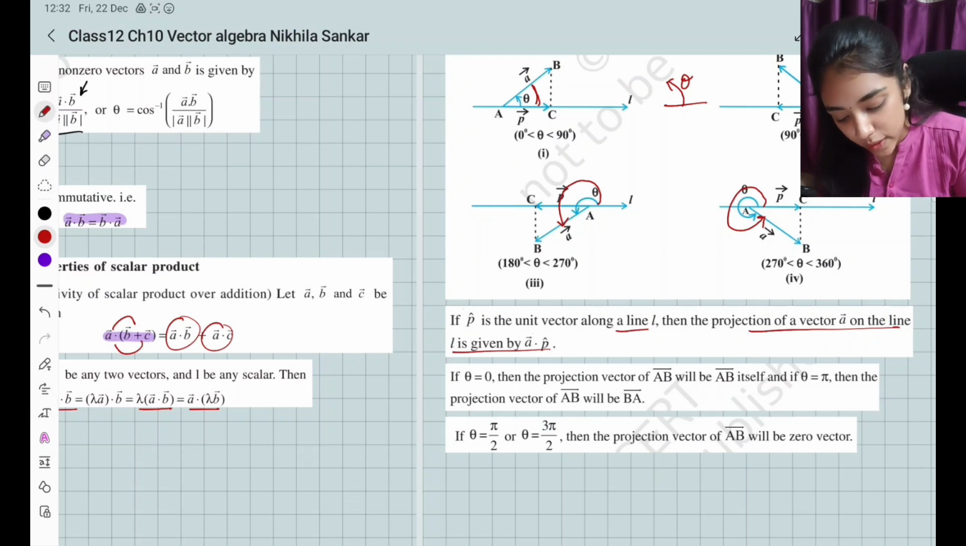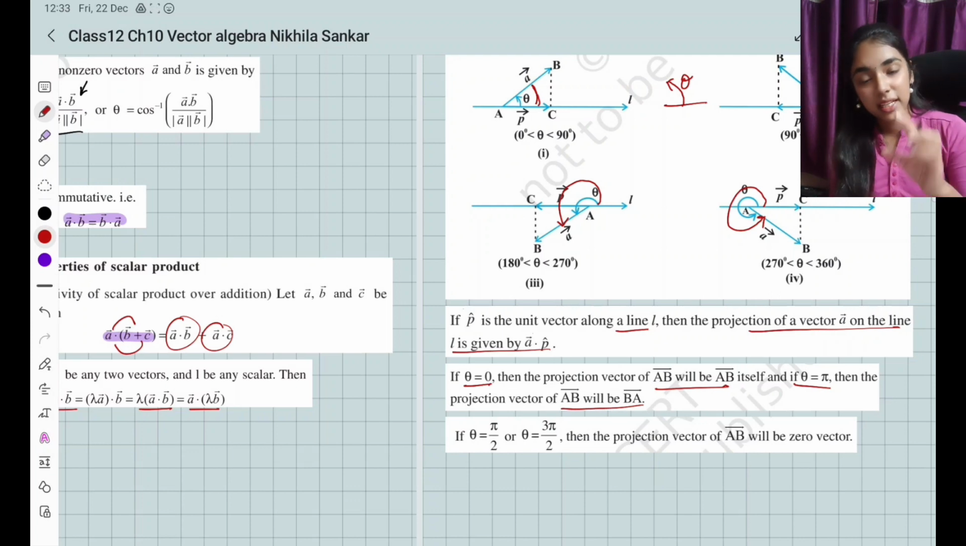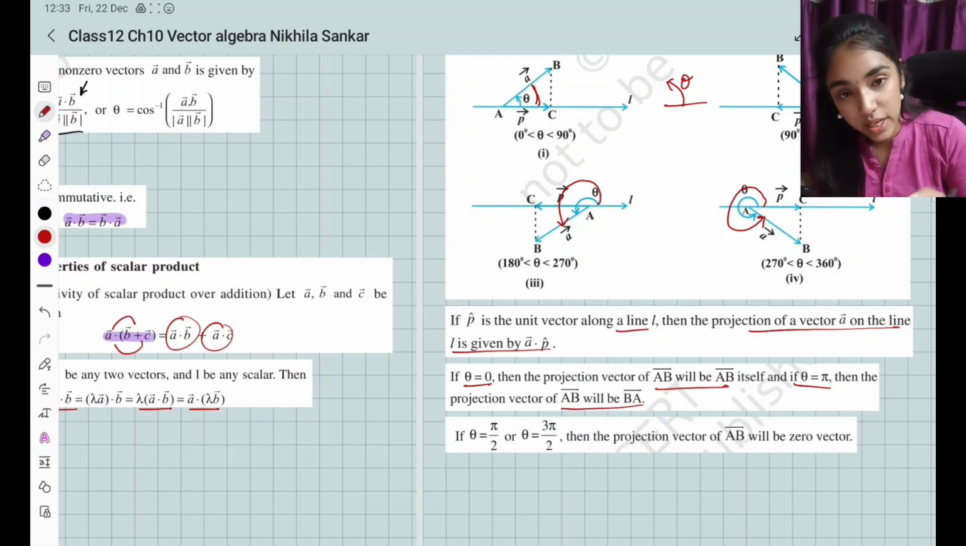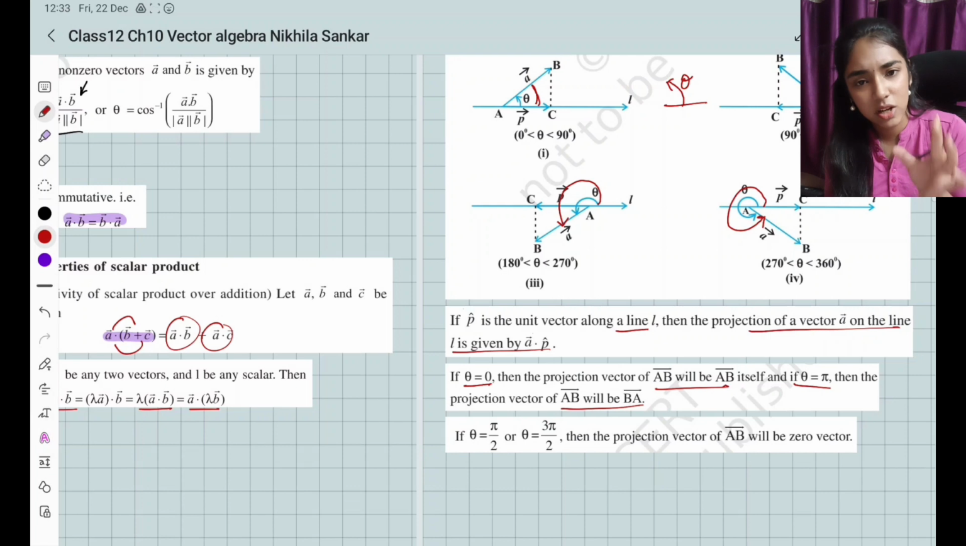Okay? Now, if theta equals 0 or theta equals pi, அப்படின்னா என்ன அர்த்தம்? The projection vector of A on B will be A itself, and இந்த இடத்துல it will be minus A, அதாவது உல்டா. ஏன்னா theta equals 0 na, it is going to be the same thing. Cos theta, இல்லையா? Cos theta is going to be 1.